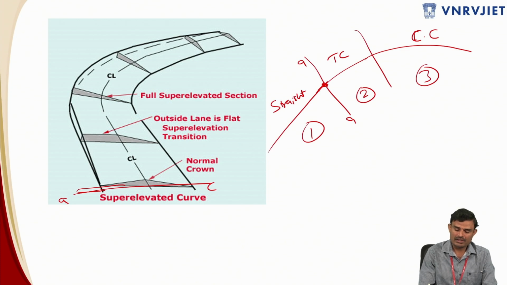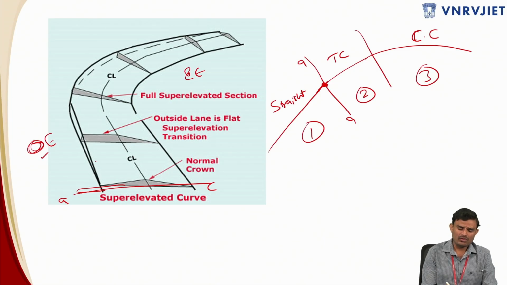You start slowly; till this point you have camber only, and after that you slowly introduce your superelevation. This is the outer edge. You have to remember here, instead of providing the outer edge on the right side, as in the previous slides, I am providing the outer edge on the left side, and this is the inner edge. Now again, the definition of superelevation is the rise of the outer edge with respect to the inner edge.